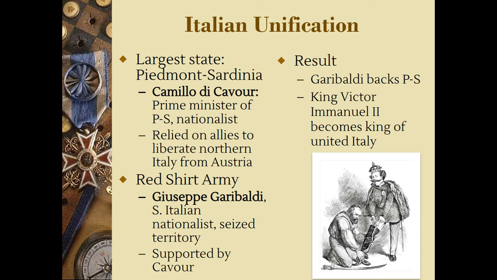And so the result is that Italy becomes a unified Italy. And they elect King Victor Emmanuel II as their leader. So Italy is now a unified country. Okay, you guys are going to do a reading on this that gives you a little bit more information, but you do need to be familiar with Cavour and Garibaldi.